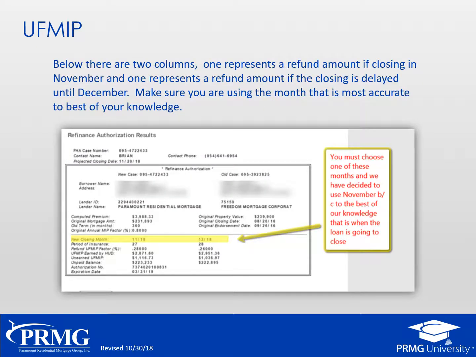Now let's assume the loan is closing in November of 2018 and examine the information needed from the refinance authorization to determine the amount of the refund. Below are two columns. One represents a refund amount if closing in November, and one represents a refund amount if the closing is delayed until December. Make sure you're using the month that is most accurate to best of your knowledge.